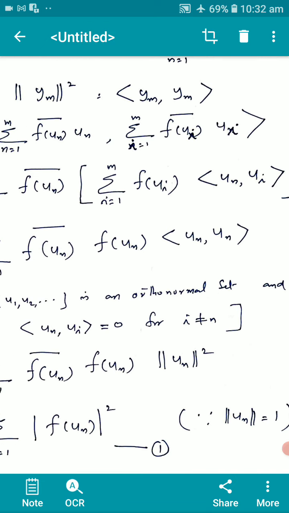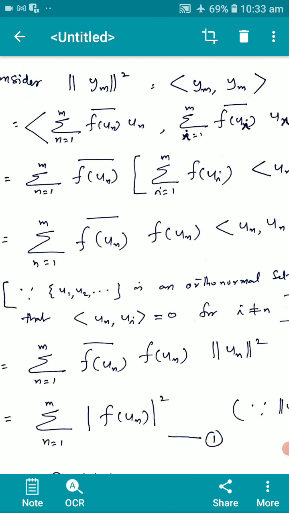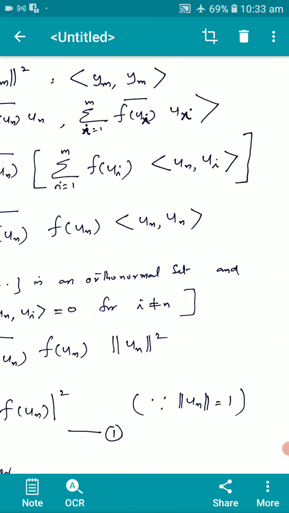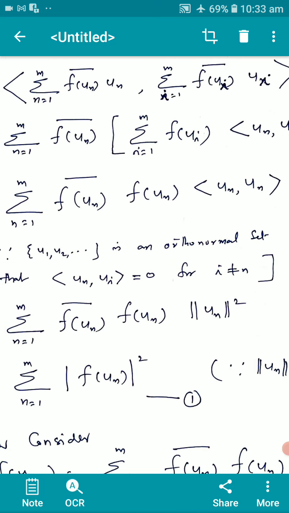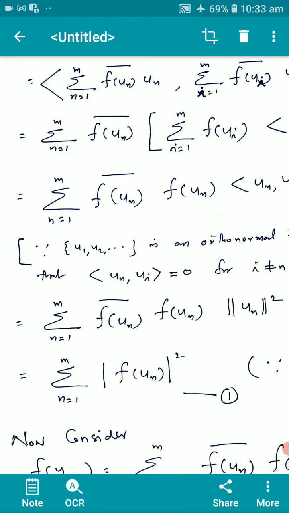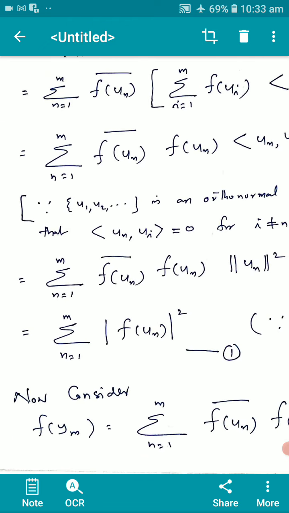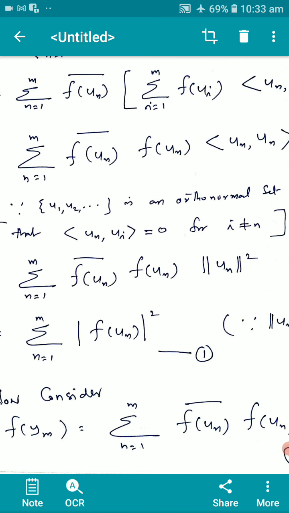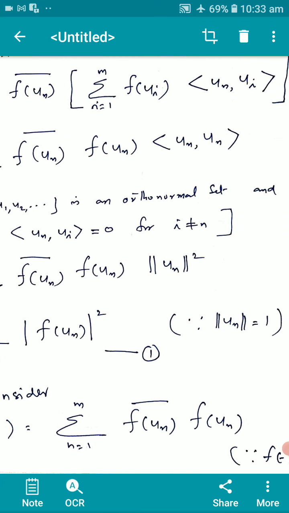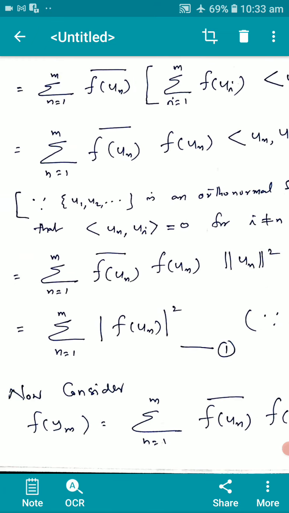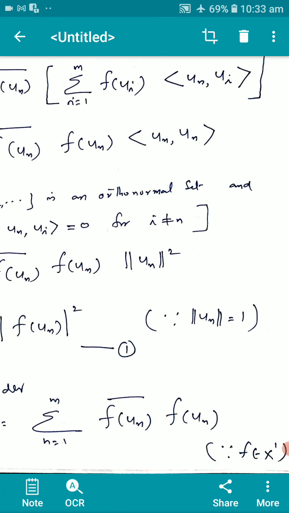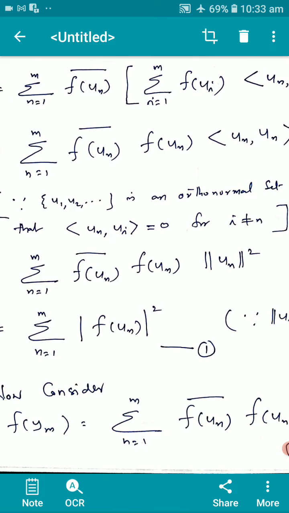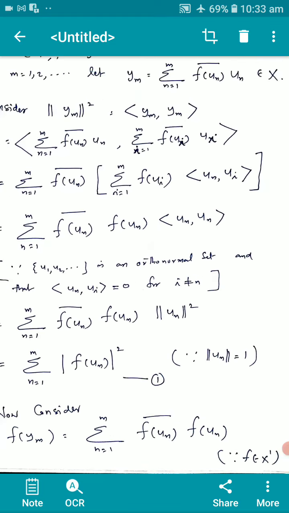Then only un will exist, inner product un. All others will be 0 because it's an orthonormal set. The set u1, u2, etc. is an orthonormal set, and the inner product of u and ui equals 0 for i not equal to n. So you have sigma n equal to 1 to m f un bar times the inner product f un, un, that is norm un square, and we know it's an orthonormal set in the sense norm un is 1. So sigma n equal to 1 to m f un bar into f un is sigma n equal to 1 to m mod f un square, call it result 1.